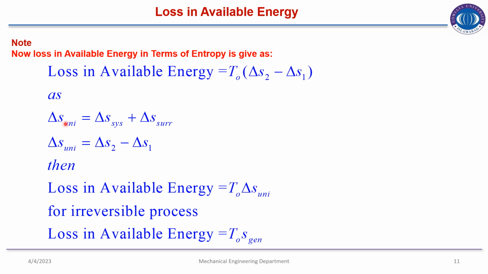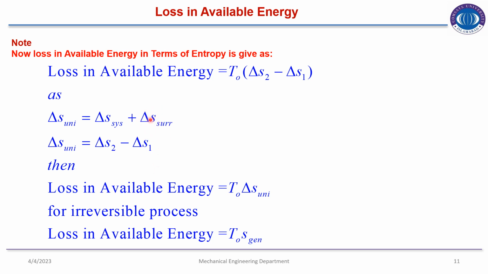So now to calculate the relation for the loss in available energy in terms of entropy. The loss in available energy, that relation we have already derived, T0 times (del S2 minus del S1). As the change of entropy for the universe is equal to the change of entropy for the system plus the change of entropy of the surroundings.